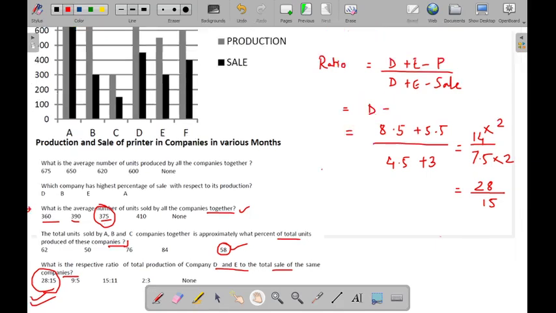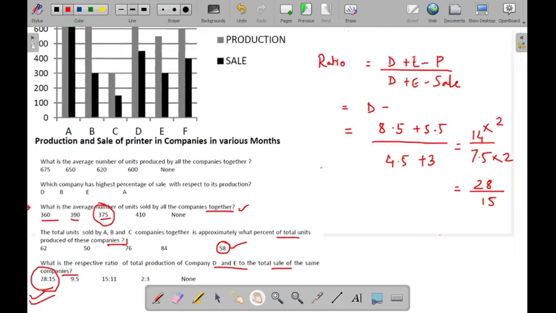So I hope this bar chart was clear. This is an important part for us. Let us go to the next set.